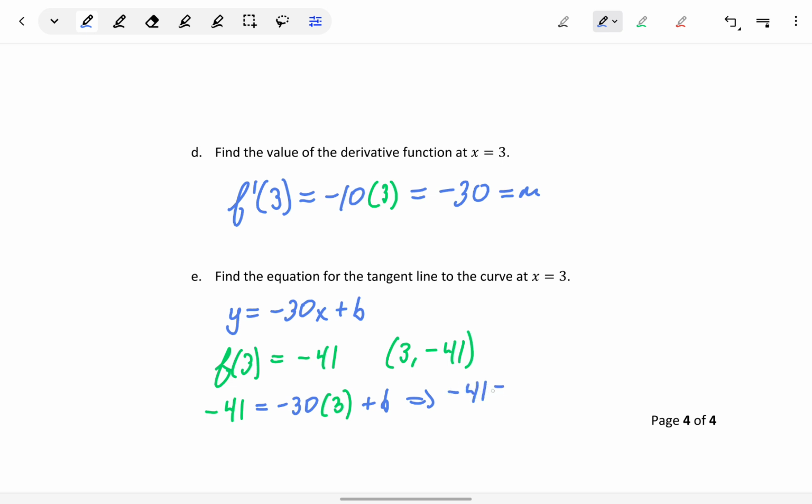To get negative 41 is equal to negative 90 plus b, and then we'll add 90 to both sides to get 49 is equal to b, meaning the equation for our tangent line at this point is y equals negative 30x plus 49.